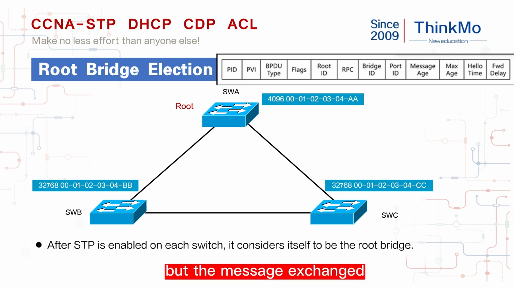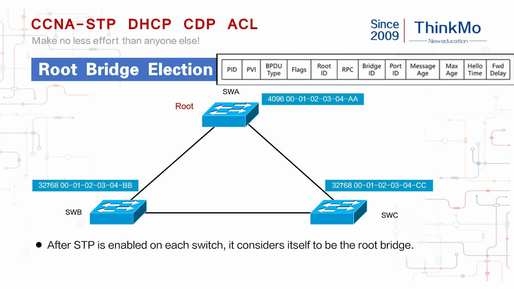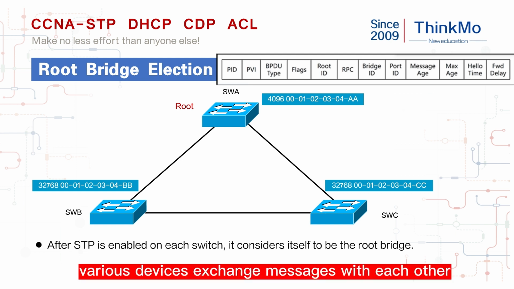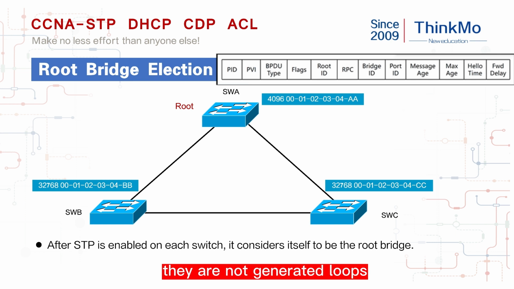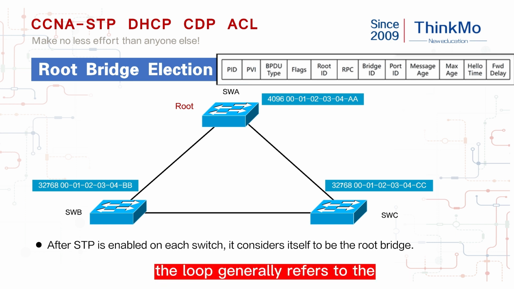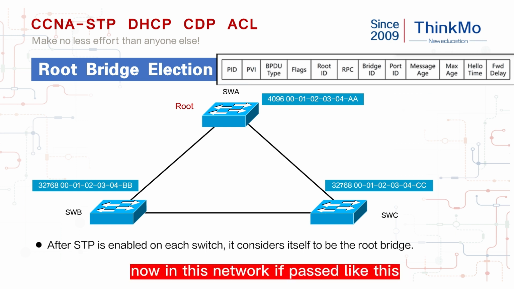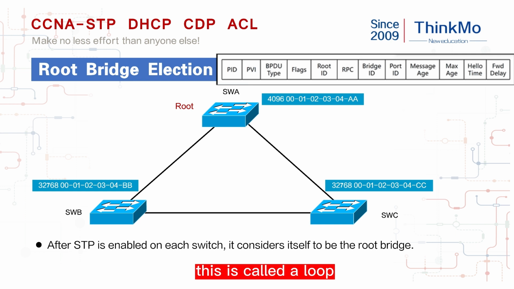But the message exchanged between them is not called a loop. We will learn a lot of protocols in the future. In the protocol, various devices exchange messages with each other. They do not generate loops. The loop generally refers to when data is sent. This is a user's business data. It's a pretty standard ring. Now in this network, if it is passed like this, it is called a loop.